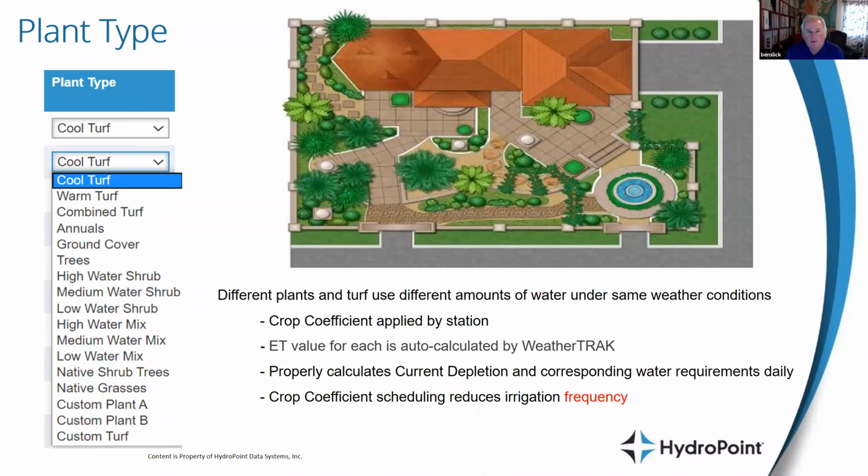So how would you water daylilies or society garlic? What would you pick for that plant type? Daylilies versus what? Society garlic, which are very common, or ceanothus, or, you know, these are just different plants that you see in common landscapes around commercial office buildings. Yeah, I would probably put those in a medium water shrub is probably where I'd put those.